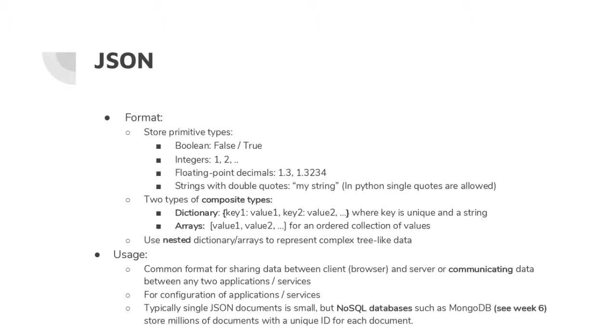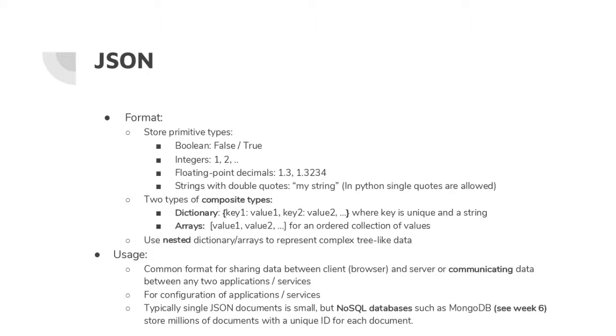So it's a common format for sharing data between different computers communicating with each other. When you have two systems sharing data, they send messages between each other, like give me information about a user, and then the system returns a JSON document with everything about the user. So it's a very common format for sharing small messages between different computers. It's also used for configuration of applications.